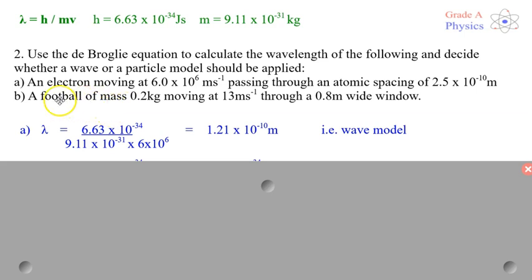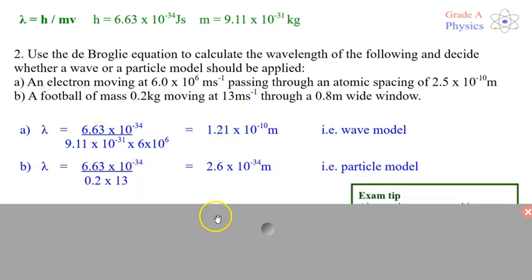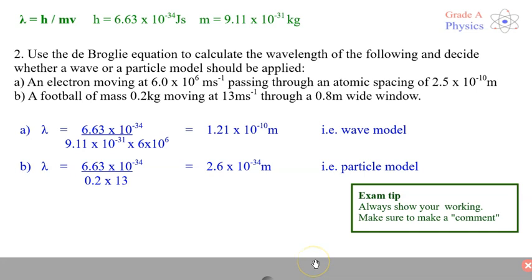Perhaps not surprisingly with the football. So again, we can calculate the wavelength. We've got a relatively large mass and a relatively small velocity. But because we have this dominant Planck constant on the top, we're going to get this very, very small wavelength. If we compare the wavelength to the gap, 0.8 meters, then it's much, much smaller, so no diffraction takes place, and the football behaves as a particle. So a couple of points on this for exam tips.